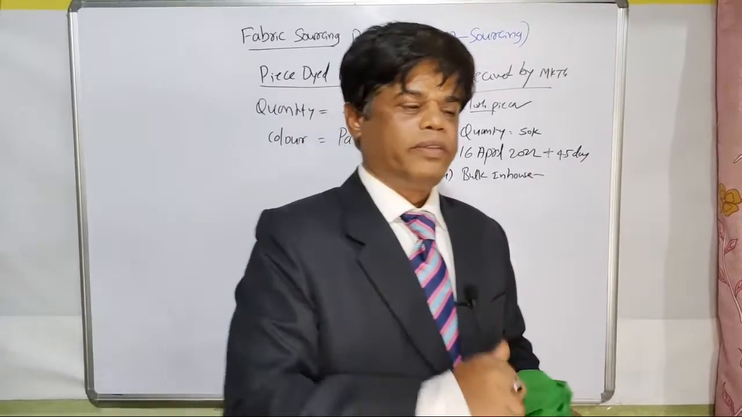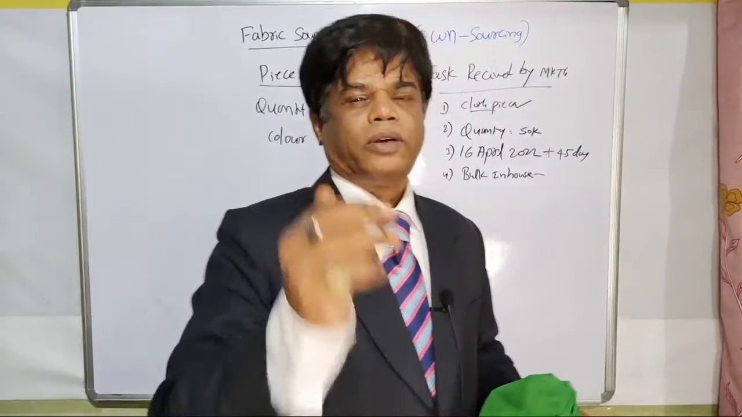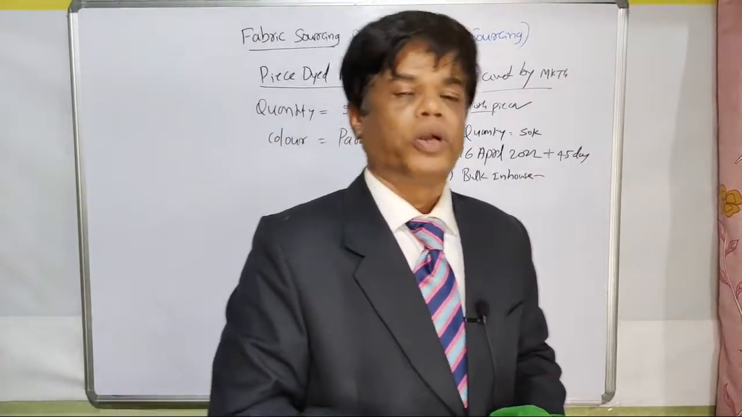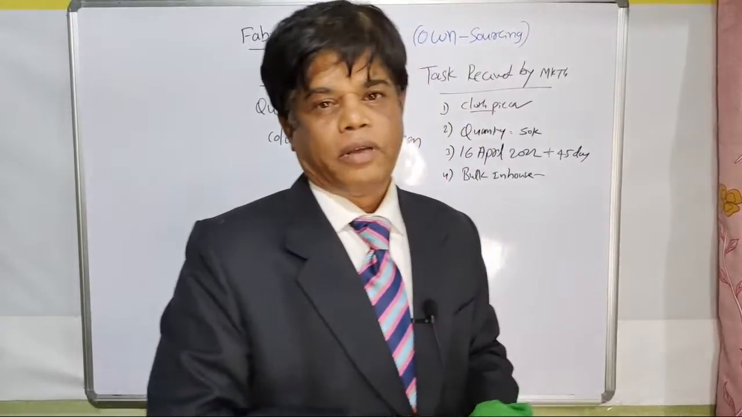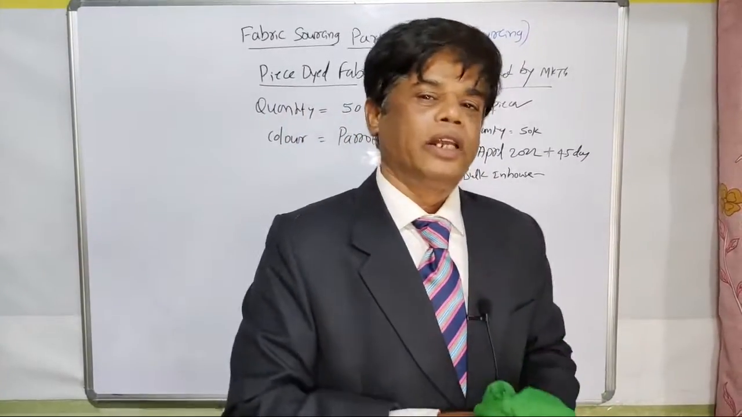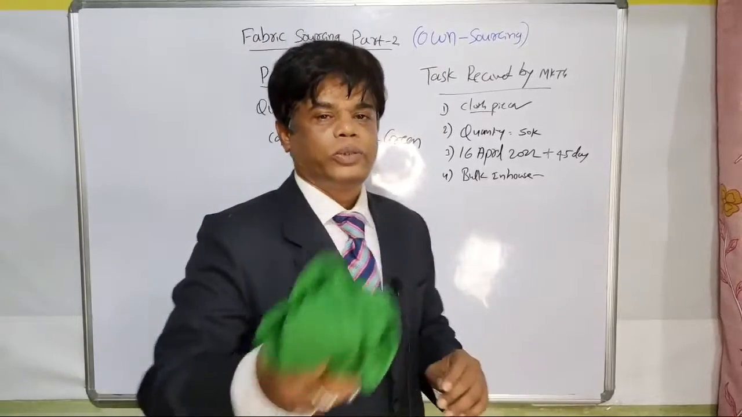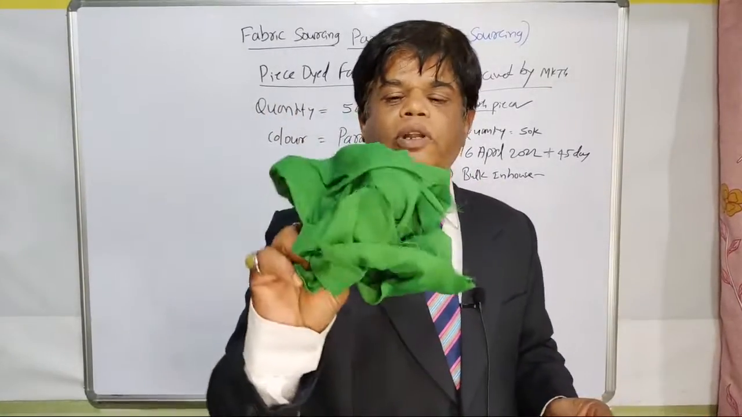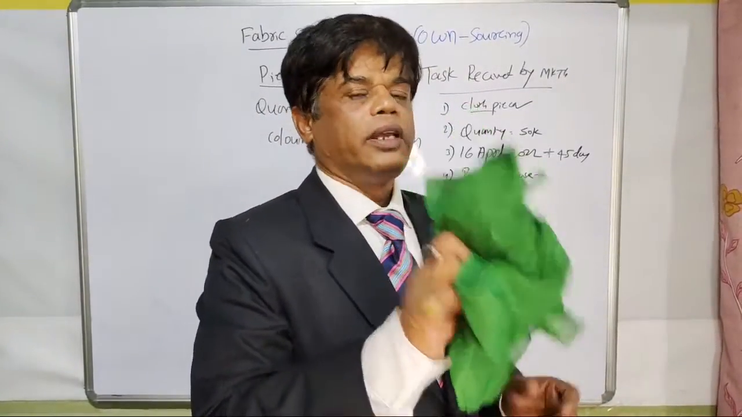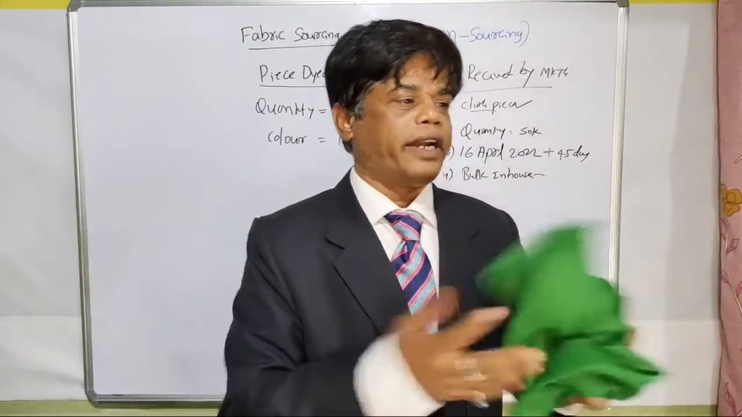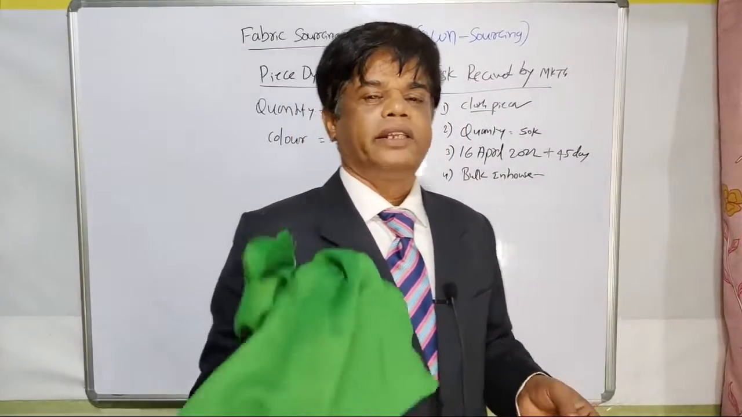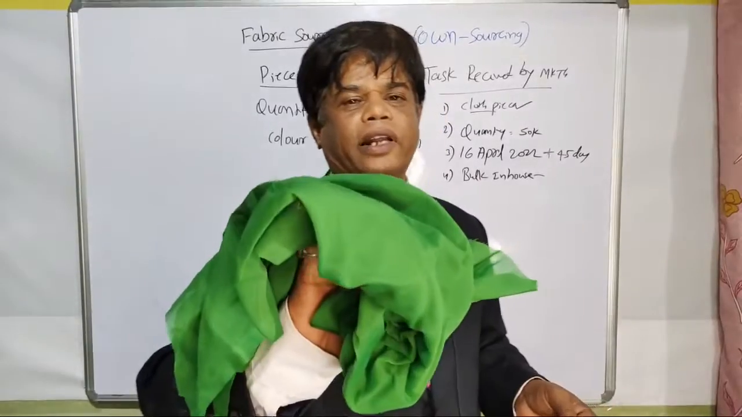After approval of the sampling, then the 1,000 meter MOQ will be there. Minimum order quantity will be there per color. Per color 1,000 meters. How many colors do we want? He is asking how many colors you want. I am saying only one color is there with me, parrot color. If I had received 2-3 colors, red, yellow, green, I am saying no boss, one color is there.